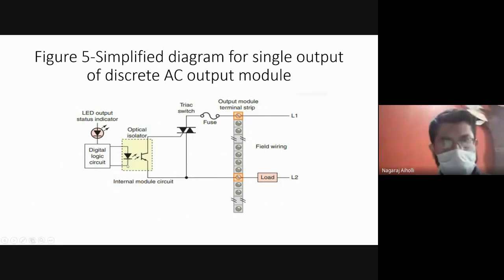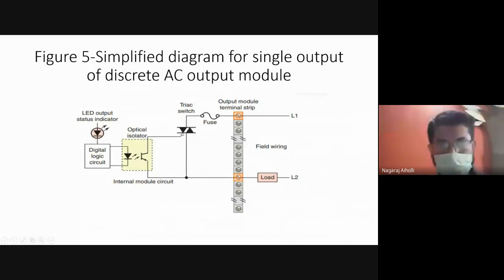When the LED of this optocoupler is turned on, the light falls on the phototransistor. When the light falls on this phototransistor, it starts to conduct. There is a conversion from light energy, optical energy, to electrical energy. Then when this phototransistor conducts, it is operating this switch. This switch is called the Triac switch.